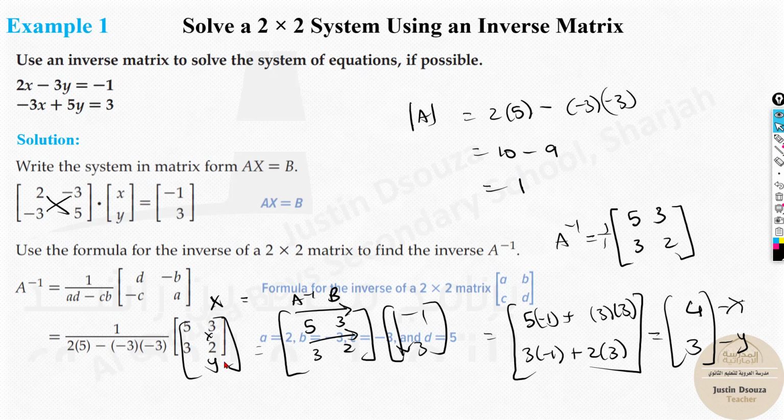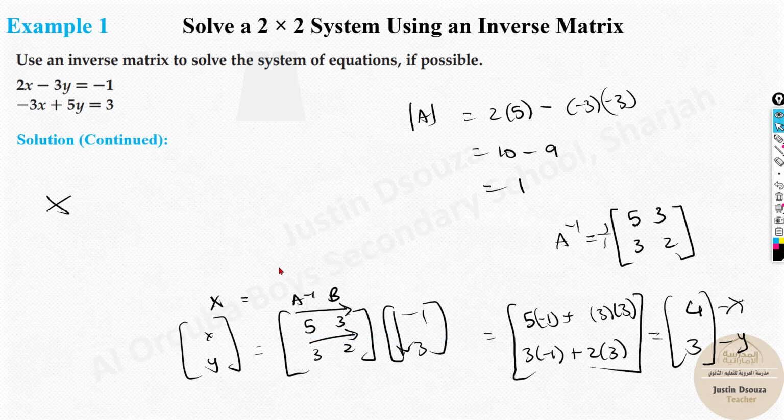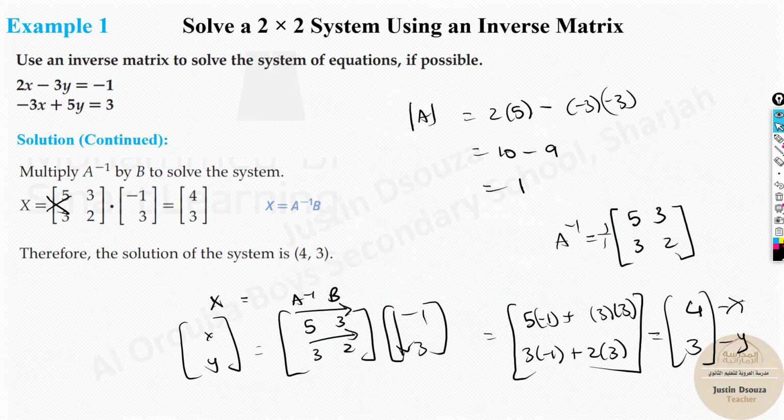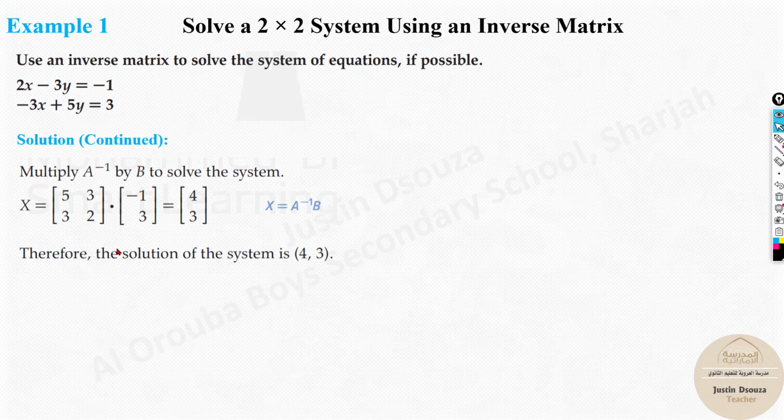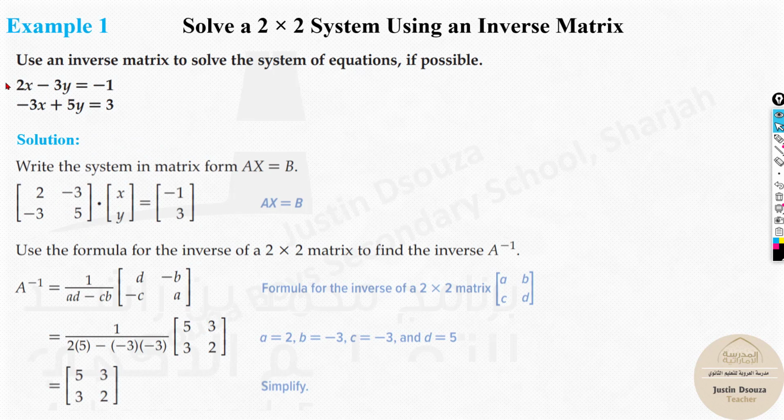We can see the inverse matrix 5, 3, 3, 2. Yes, that's what we obtained. And then the final answer is 4 and 3. So this is how we solve it. The method remains the same, even if it's 3 cross 3 or 2 cross 2. It's just that first we need to split them into the coefficients, variables, and then the constants.